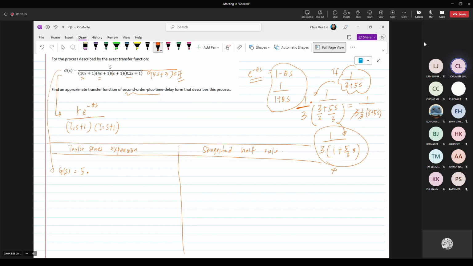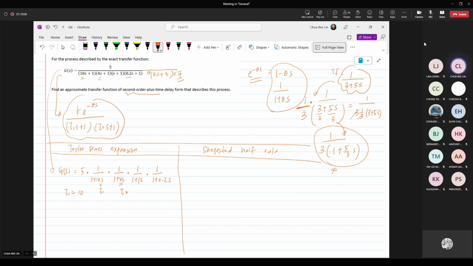So we do as usual 1 over 1 plus 10s, 1 over 1 plus 4s, 1 over 1 plus 1s, 1 over 1 plus 0.2s. Taylor series expansion means we will have the answer of this. So now we have to solve the tau 1. The tau 1 is the biggest tau, 10. This one will be the tau.